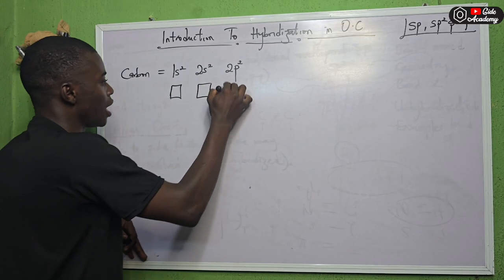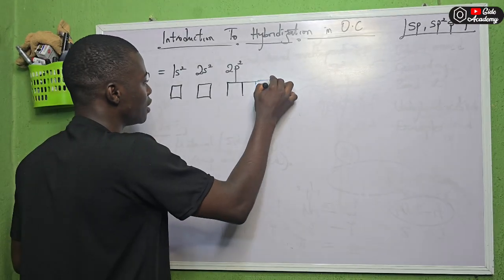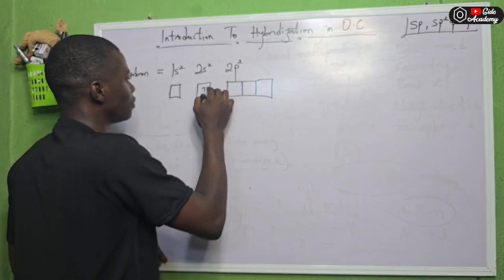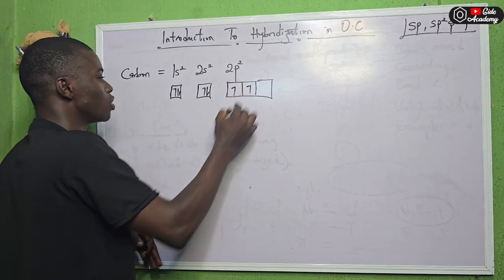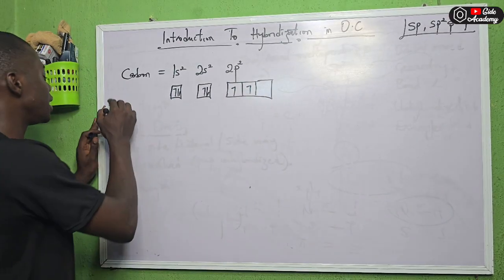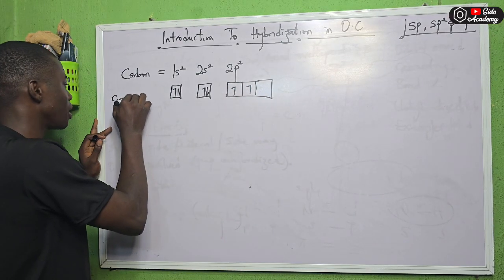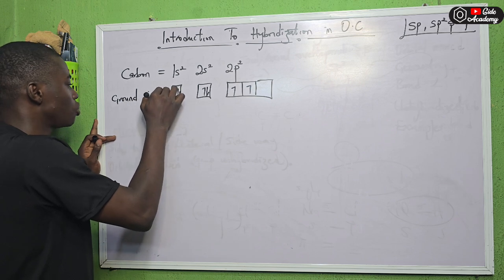Something like this. And the p orbital has three degeneracy. We have 1, 2, 1, 2. Here is 1. Here is 1. So this is the ground state. This is the ground state electronic configuration.